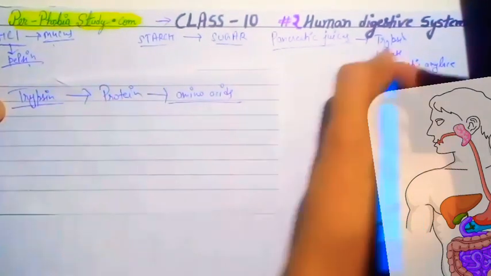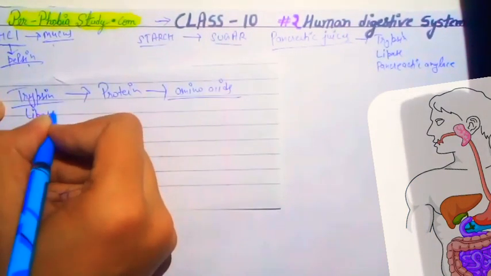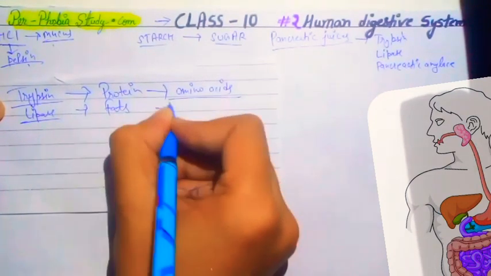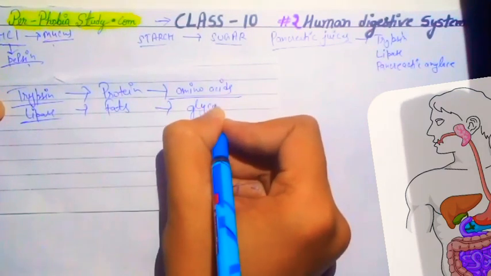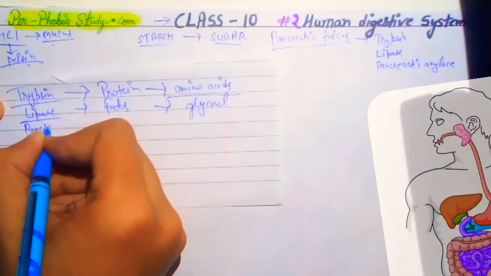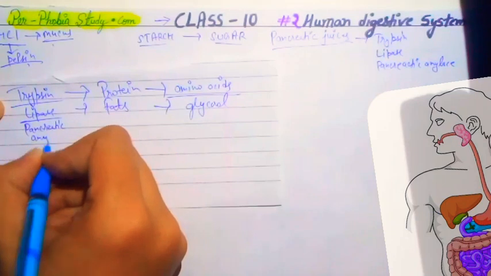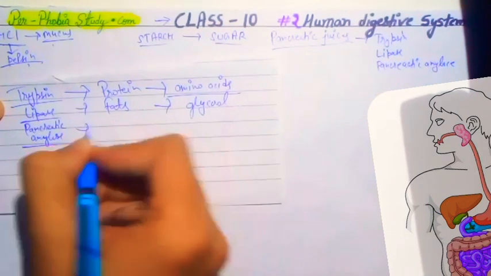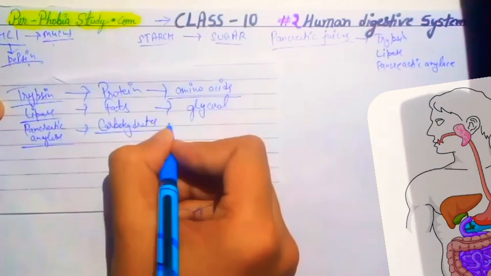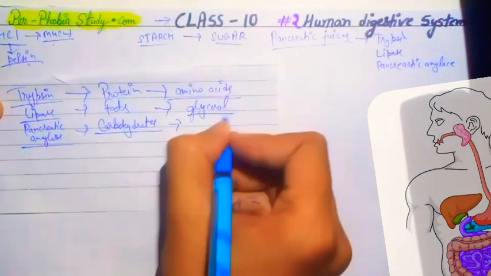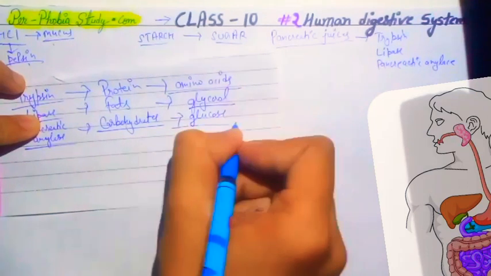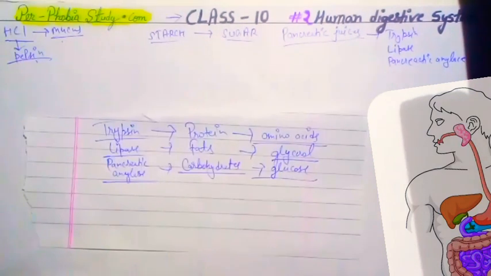And this lipase digests fats into glycerol, and this pancreatic amylase digests carbohydrates, obviously in the small intestine, and converts them into glucose. Okay students, glucose. So students, you have to focus on these words.